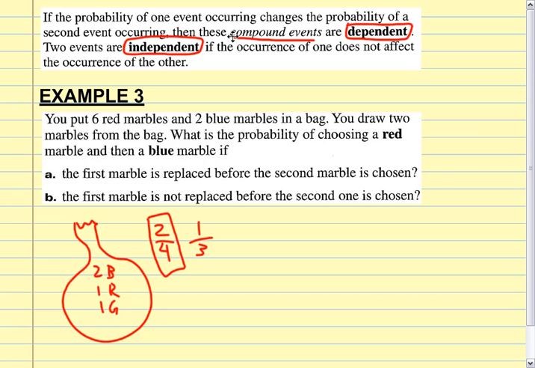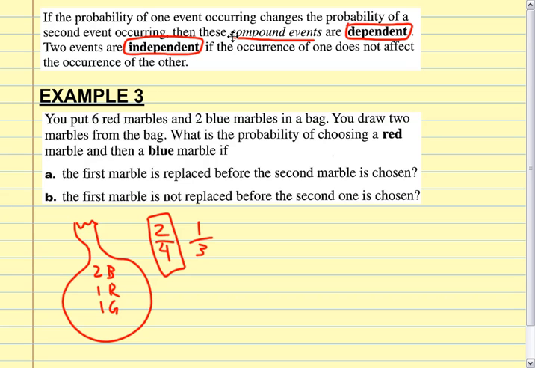Now let me ask you this. What if I roll the die? What are the odds that I'm going to land on a 2? 1 out of 6. Now if I roll the die again, does it change the probability of me rolling a 3? No. Rolling a die is independent. It doesn't matter what happened before it, right? So those two events are independent.